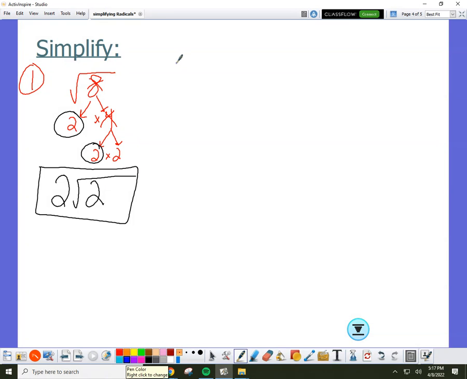Let's look at another example. I have the square root of 360. Okay, this is a larger number. I know it's even, so I could divide it by 2 if I wanted to. Okay, so I could do 2 times 180. But 180 could be broken up again. Since it's even again, I could still break it up into 2.